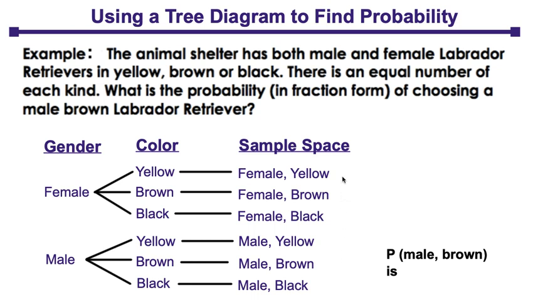And we want to know what is the probability that we're going to choose the male brown Labrador Retriever. So let's find the male brown Labrador Retriever in our options. It's right here. So our probability of choosing the male brown Labrador Retriever is 1 out of 6.